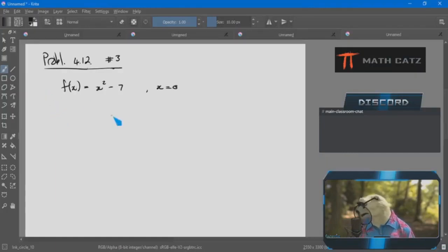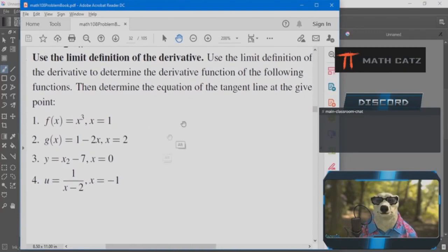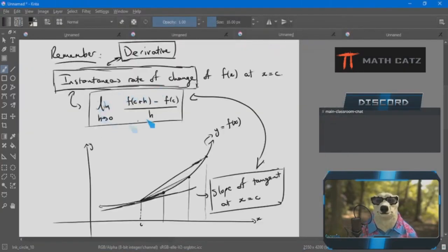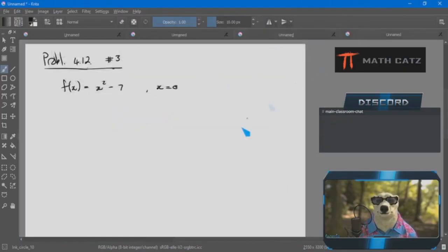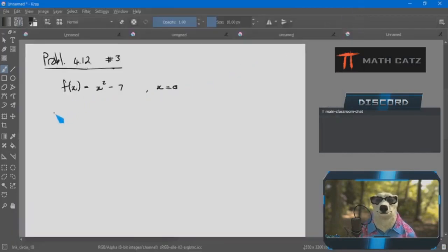I can ask many questions here, right? They ask, use the limit definition of the derivative. I now know what that is. It's this box, the limit box. And they want to determine the derivative function at the point that I'm interested in. We'll do the second bit in a second. So I'm going to set it up, limit h goes to 0, f of 0 plus h minus f of 0 over h. I have to memorize that. There's no way around it.